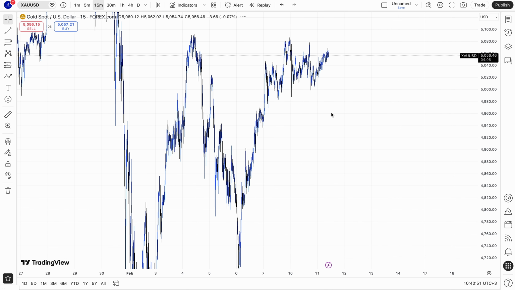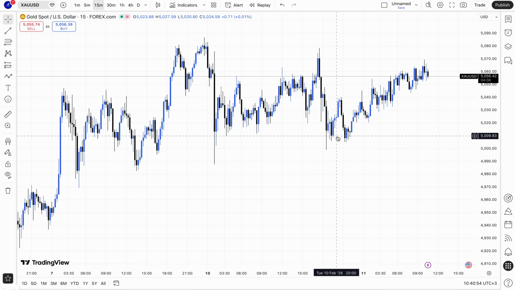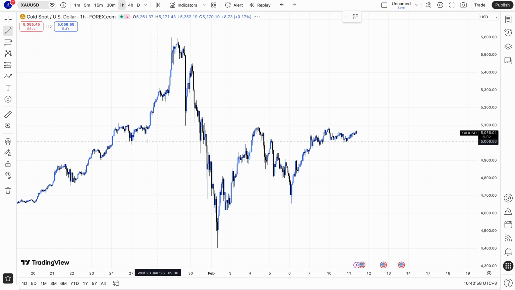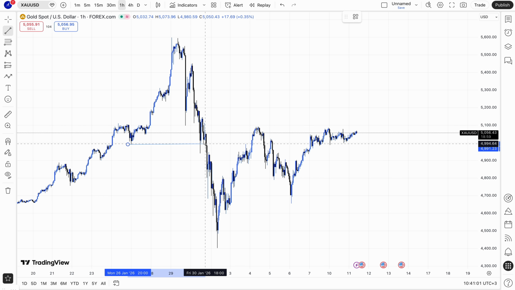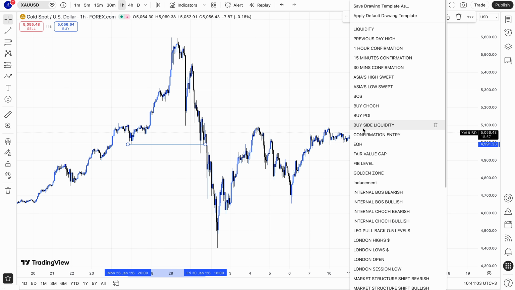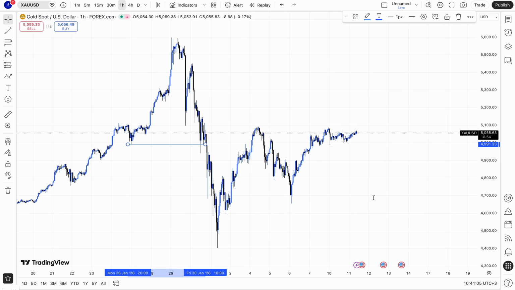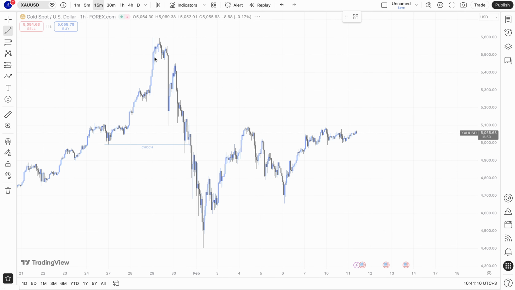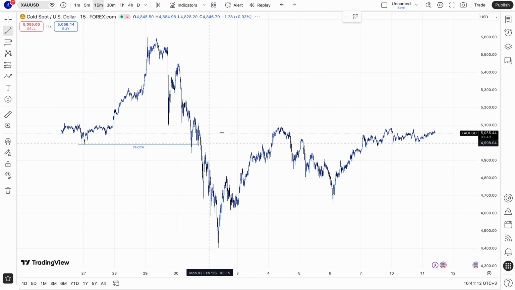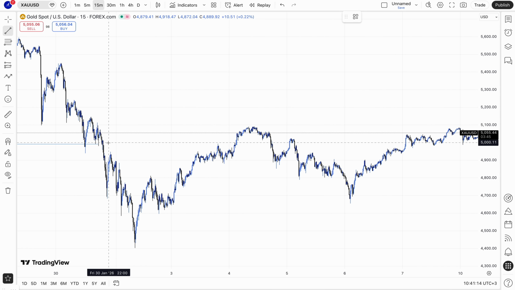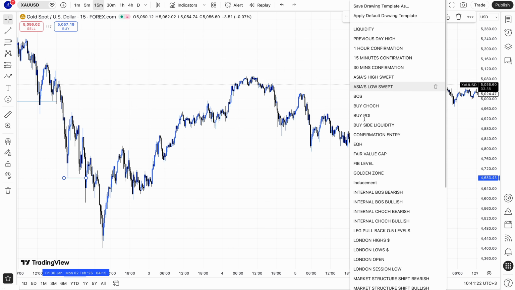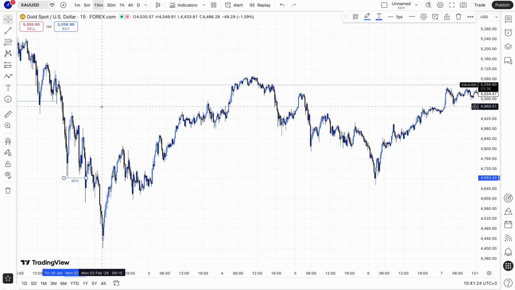Then for gold, you have to first find the external market structure. The external market structure is still bullish, and our internal market structure is also still bullish, right? So the most important thing right now is just to wait for the retest, confirmation, then entry.